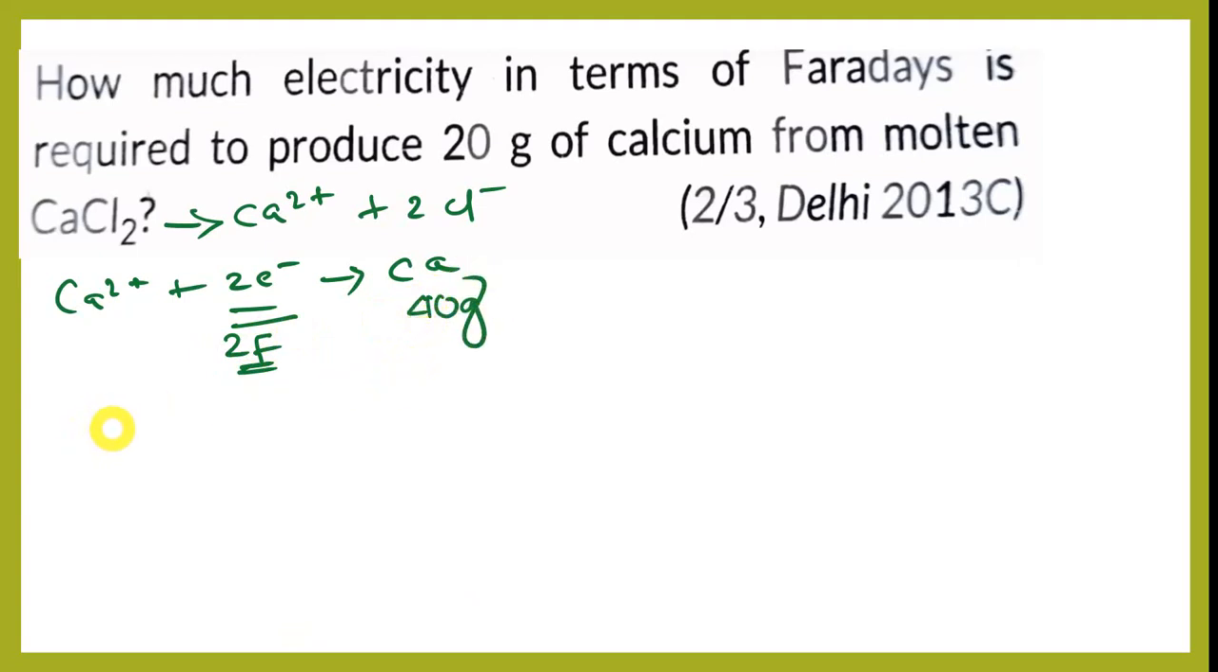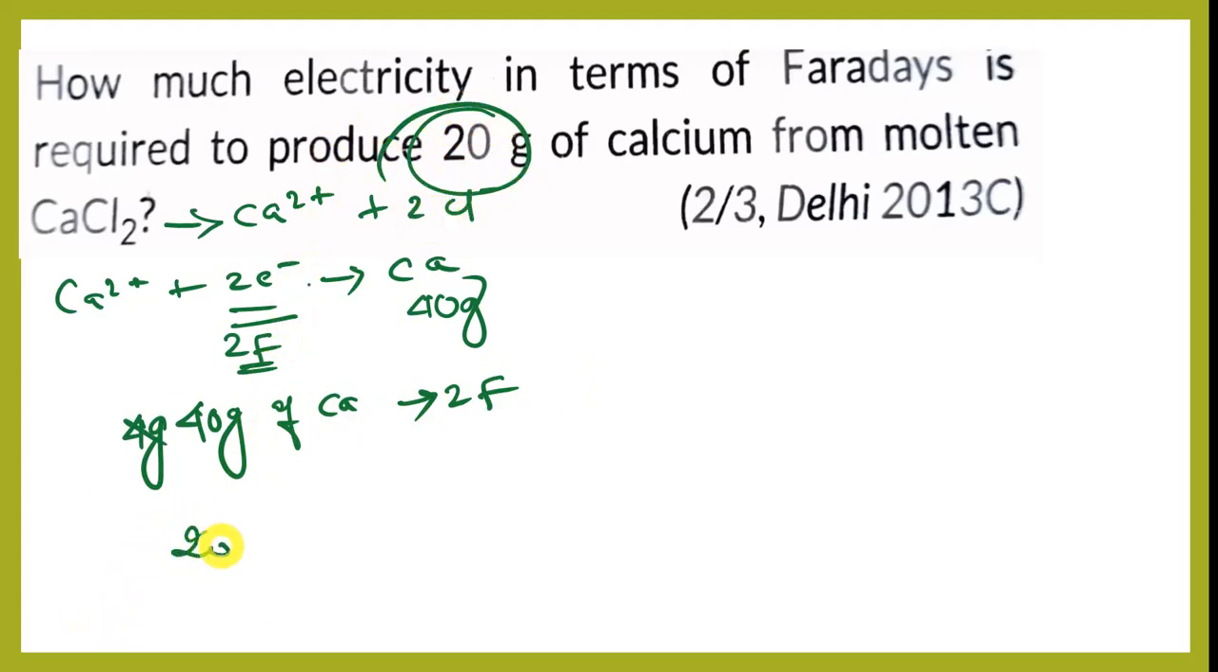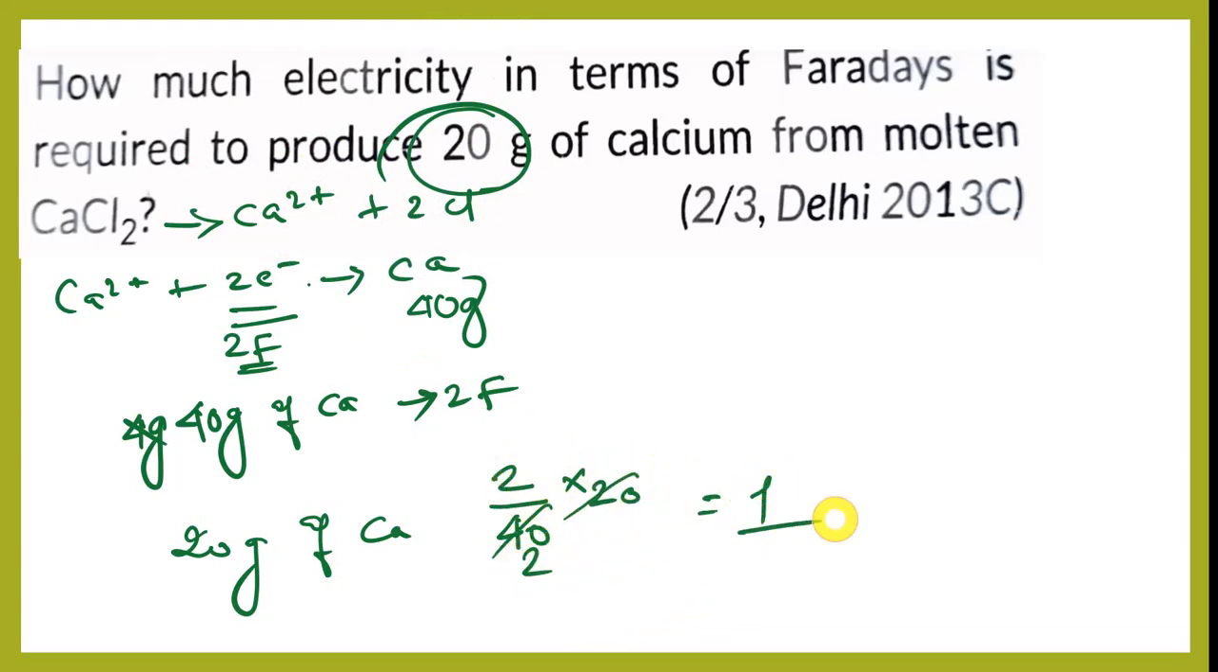Now we have to understand here: for producing 40 grams of calcium, how much electricity is required? 2 Faradays required. Here we have to get 20 gram of calcium. So for 20 gram of calcium, we can use the unitary method, that is 2 by 40 into 20. If we cancel it, 2 by 2 is equal to 1. So the answer is 1 Faraday. Got it? The answer is 1 Faraday here.